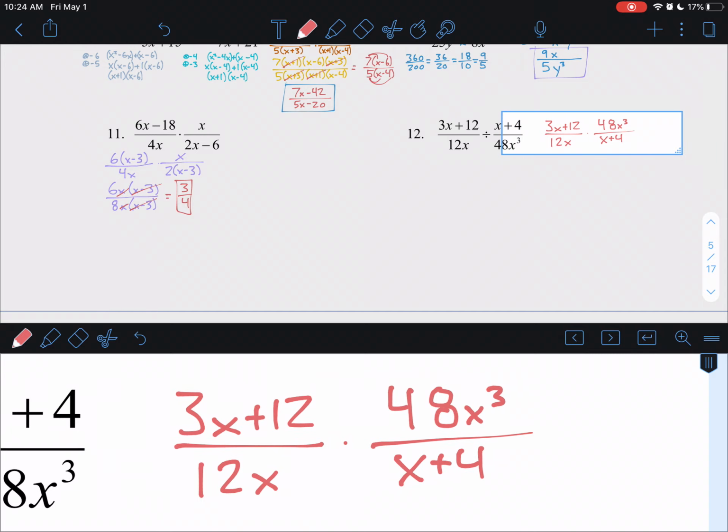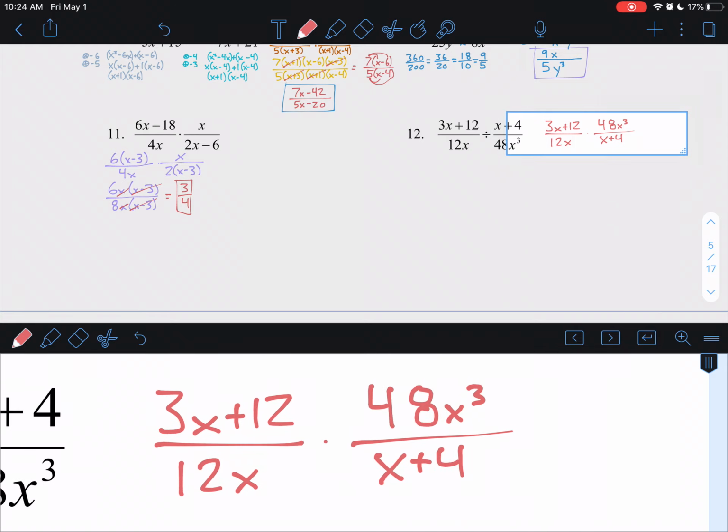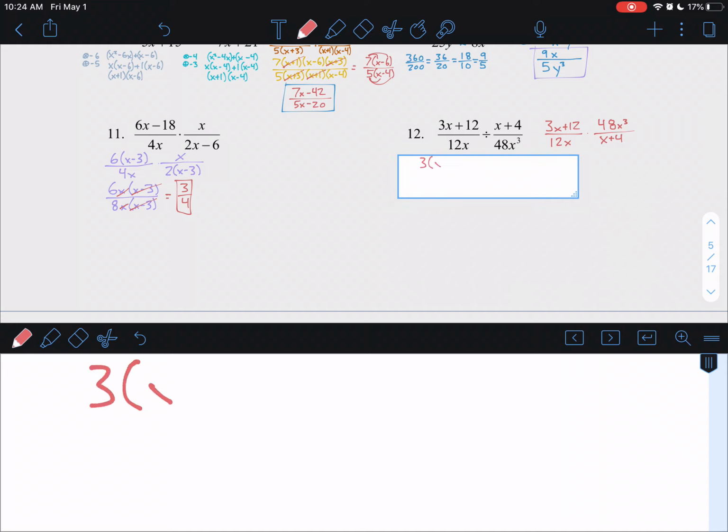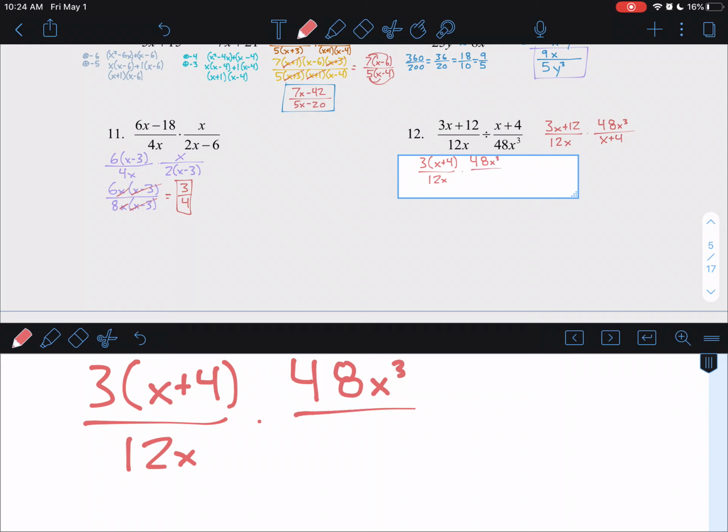Actually, no, I can't because I have one thing that I need to factor. It's the numerator of the first fraction. That 3x plus 12, I'm turning that into 3 times x plus 4, because that's just how it factors out. Over 12x times 48x to the third over x plus 4. Okay, cool.